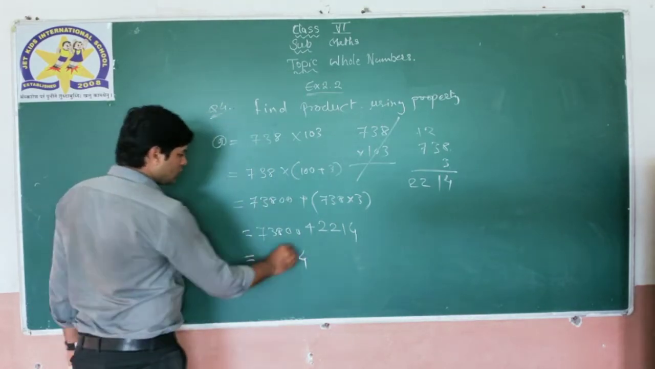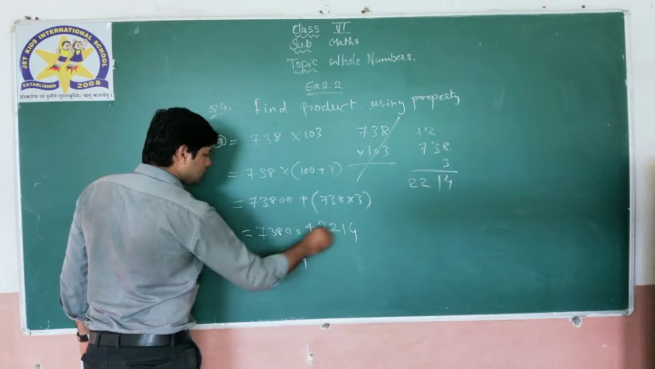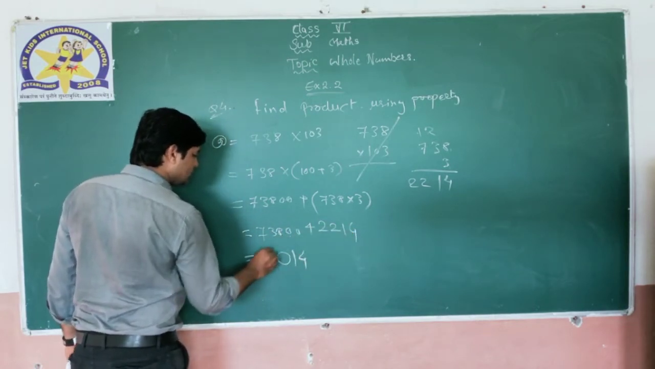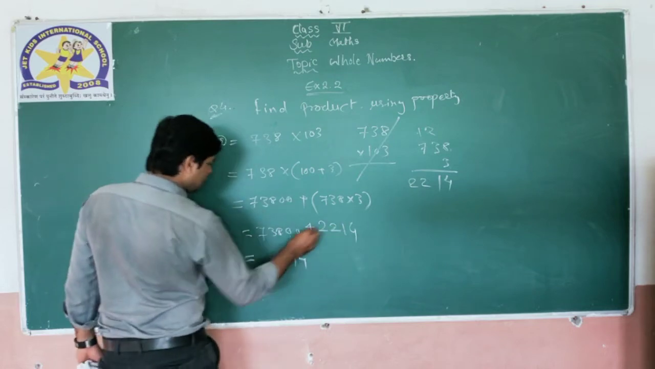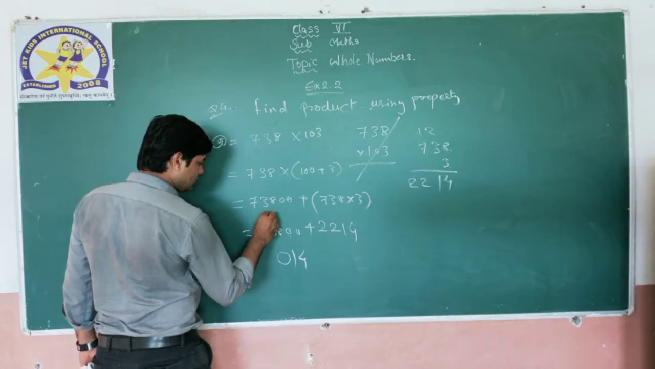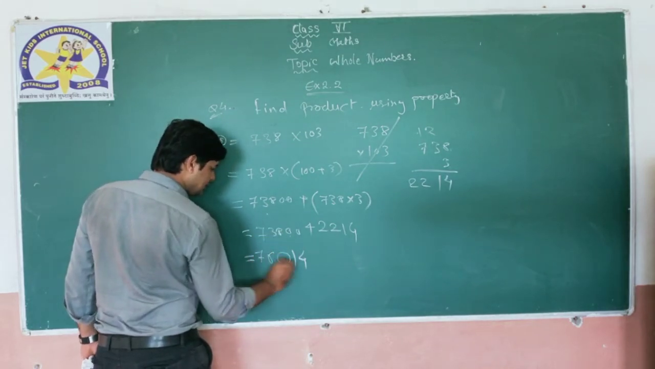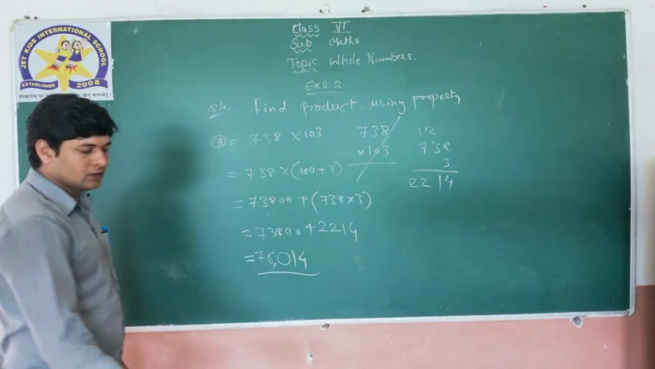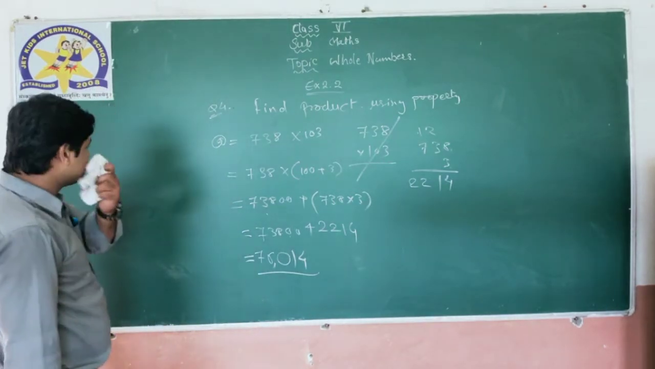4 plus 0 is 4, 1 plus 0 is 1, 2 plus 8 is 10, so 0, carry 1, 2 plus 3 is 5 plus 1 is 6, and 7. So it is 76,014. Clear? So this is how you will solve this.